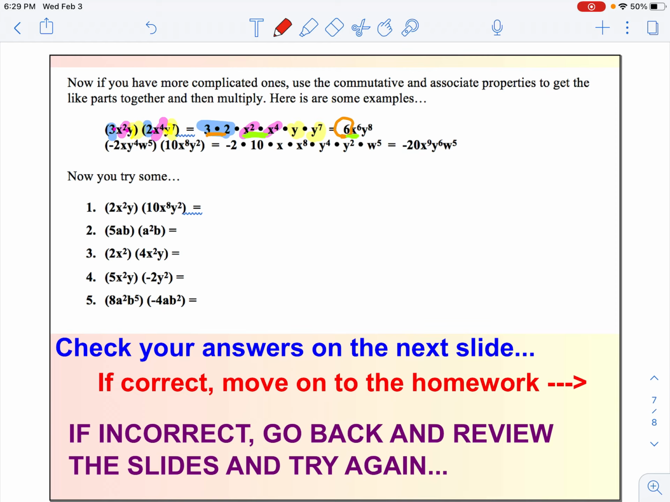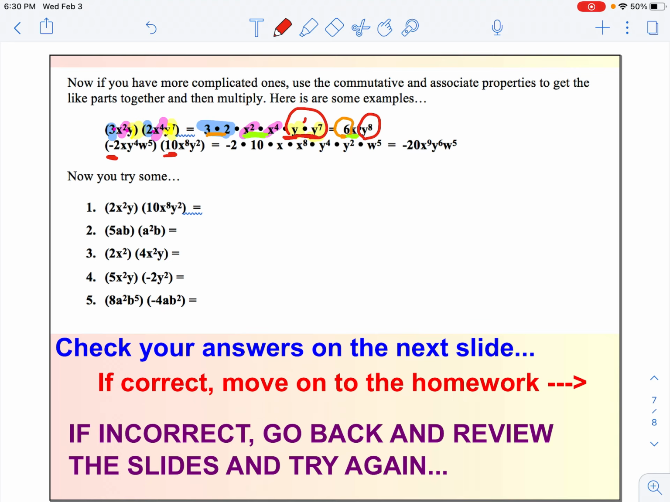And then we take a look at our y to the first and y to the seventh, which gives us y to the eighth for our answer. So basically, you could rewrite everything with the like parts together, and you can see the next example is shown. But sometimes what you can do rather than write them together is just underline or highlight the things that you're going to multiply together.